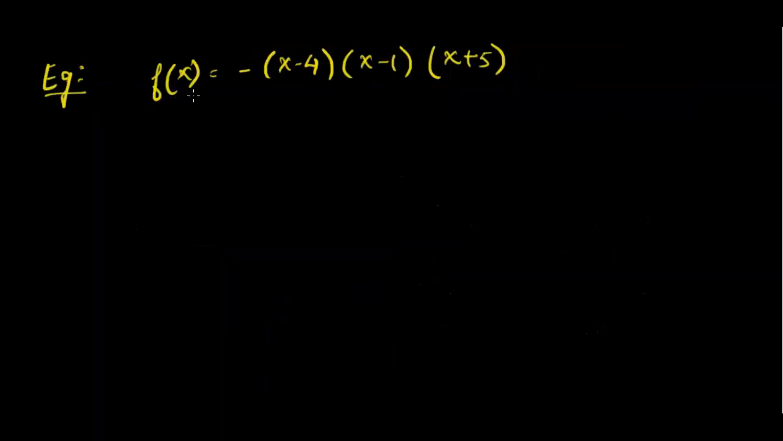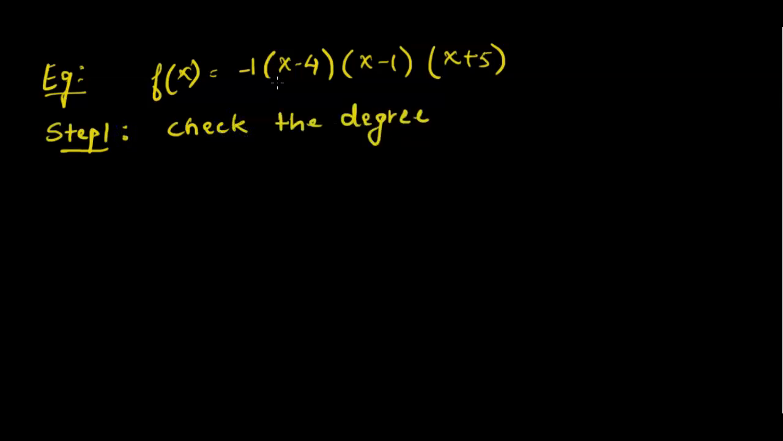Let's say we are given an equation f(x) equal to negative (x minus 4)(x minus 1)(x plus 5). We know this is in factored form because it's in bracket form. There is no a value, but there is a negative sign there. That means a is negative 1. Now the steps for converting a factored form into a graph: step 1 says check the degree of the graph. If a given polynomial is in factored form, the degree is always the sum of the powers on these brackets. If there is no power, that means the power is 1. So we add 1 plus 1 plus 1.